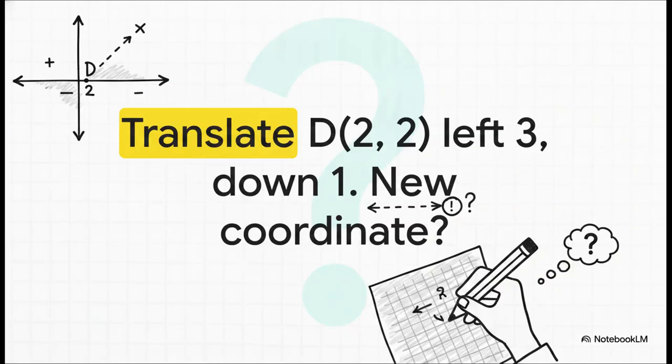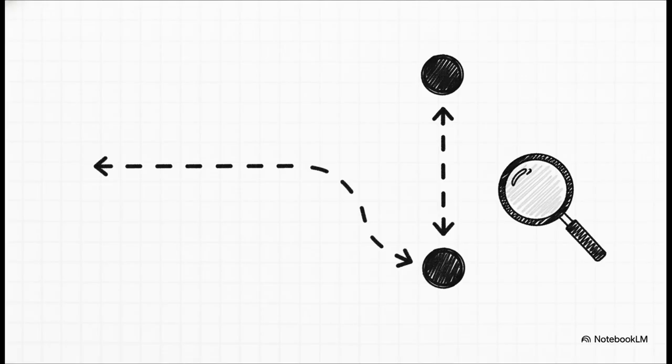Okay, pause check. Please pause the explainer right here and use what we just learned to calculate the new coordinate for point D. Grab some scratch paper if you need to, and really think about how moving left and down is going to affect those positive and negative values on the grid. All right, let's see how you did.